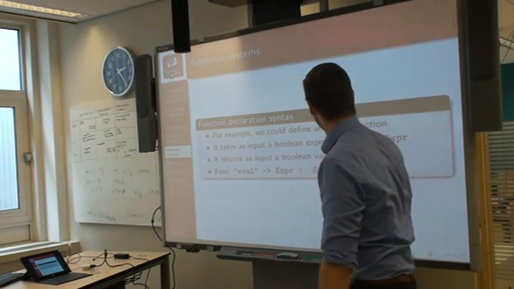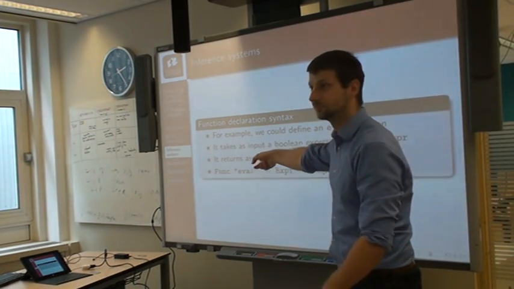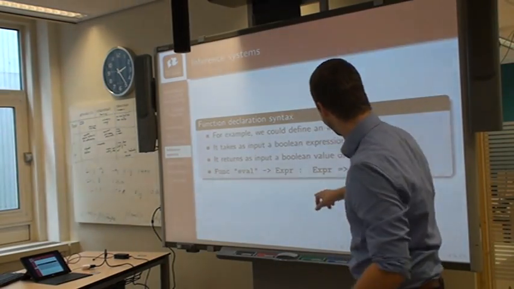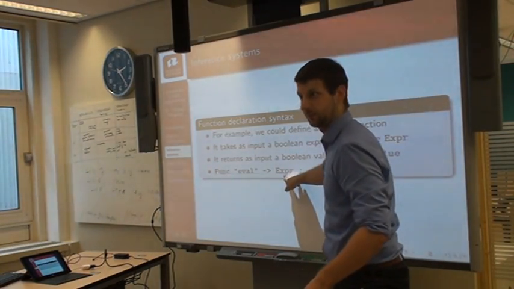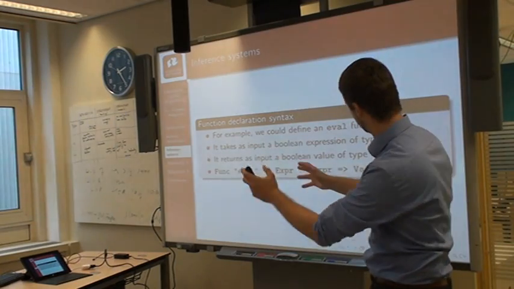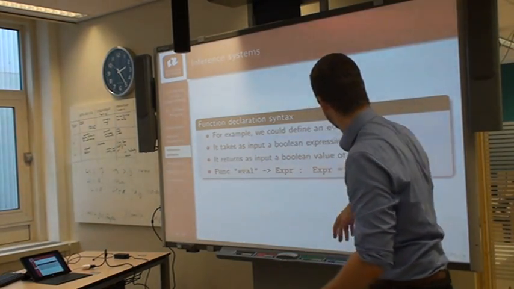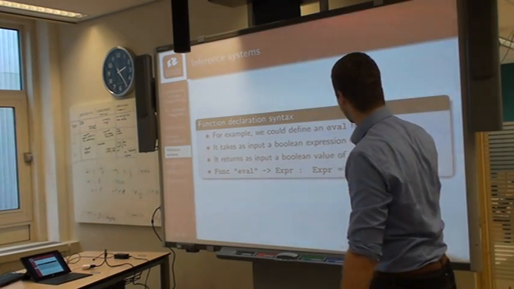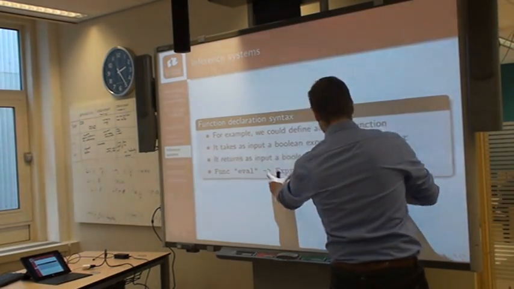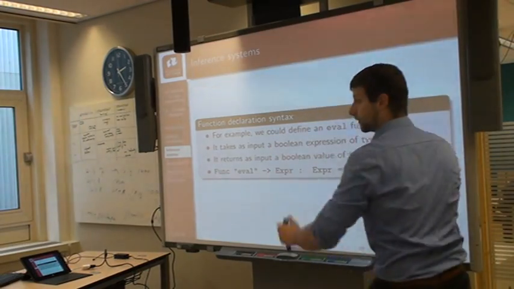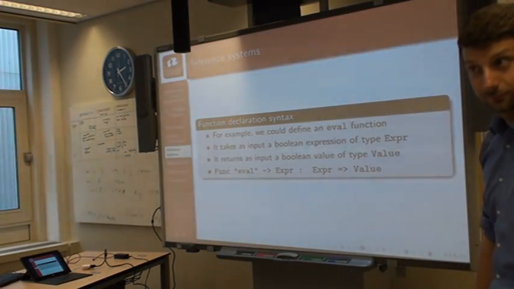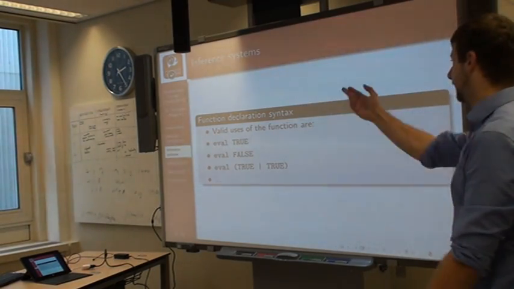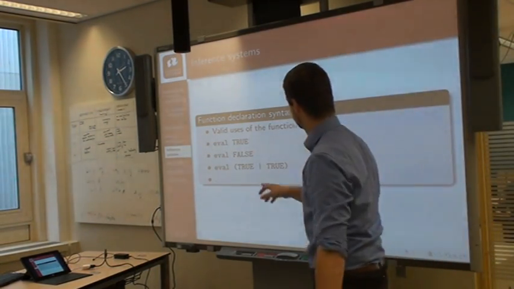So this is the function definition. Func eval takes an expression. Then this means that eval of an expression is also an expression itself. This is for advanced usages, so you can also put nothing here. It goes into value. So the most important bits are this and this. Eval of an expression returns a value. Valid uses of the function would be eval true, eval false.